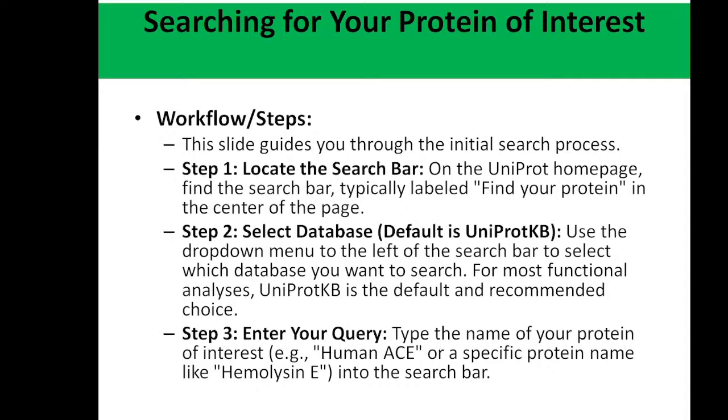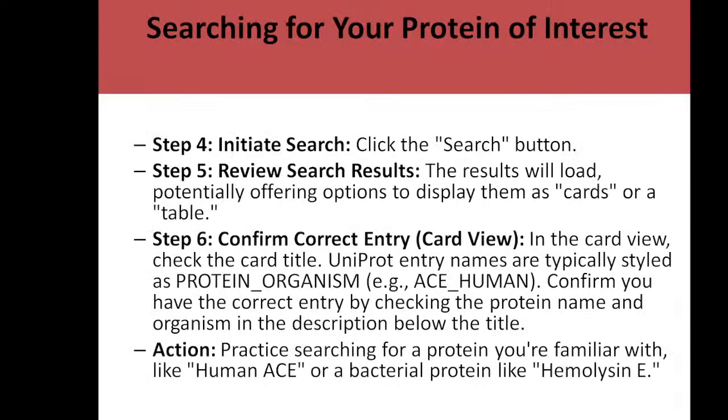You should know that for most functional analysis, UniProtKB, which is the default, is the recommended choice. The next step is to enter your query. Type the name of your protein of interest, for example human ACE or a specific protein name like hemolysin E, into the search bar. Then initiate the search by clicking the search button, and review the search results.